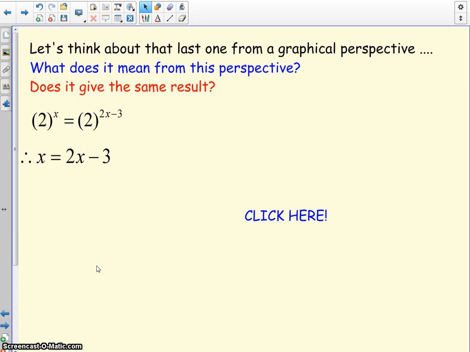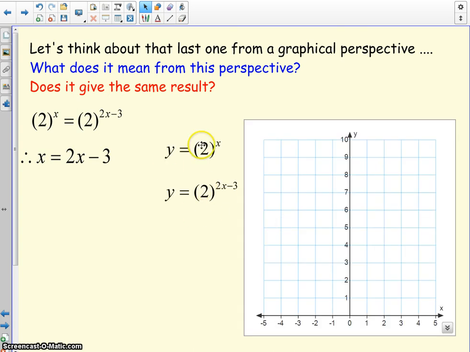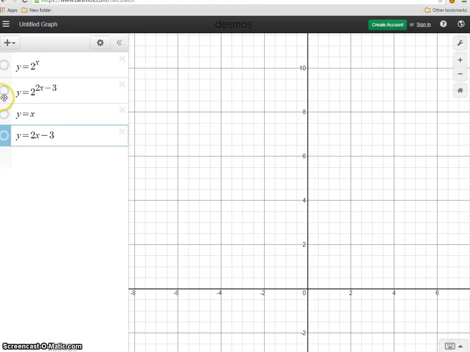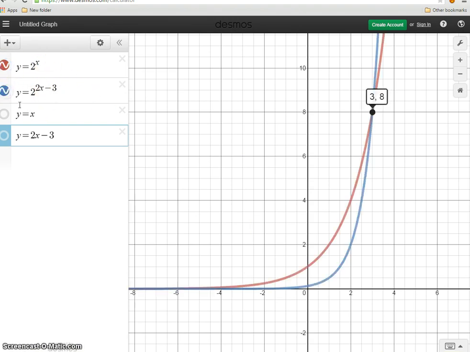So let's think about this last one graphically. Remember, we started off with 2 to the x equals 2 to the 2x minus 3. We want to check that this actually gives us the same result as solving the equation x equals 2x minus 3. We can plot these on a graph, but I did it on Desmos, where it looks a little nicer. If I take y equals 2 to the x and y equals 2 to the 2x minus 3, the two equations we had, and plot them, you'll see they intersect at the point (3, 8). Most importantly, the x value of the solution of this equation is 3.